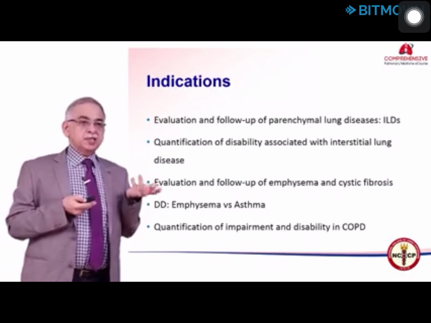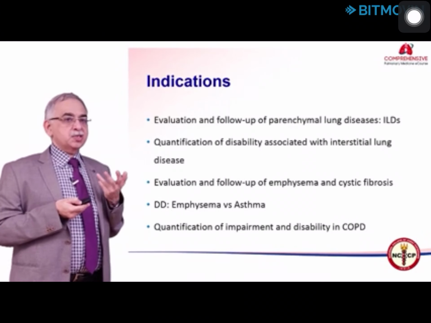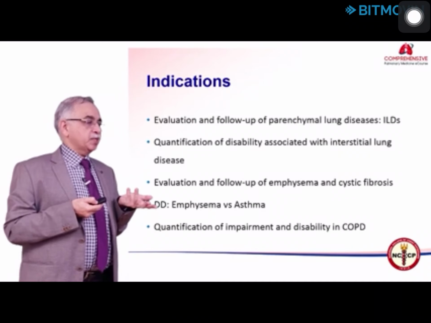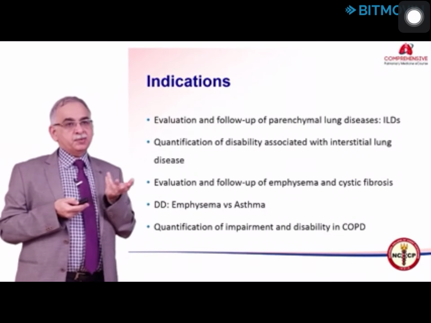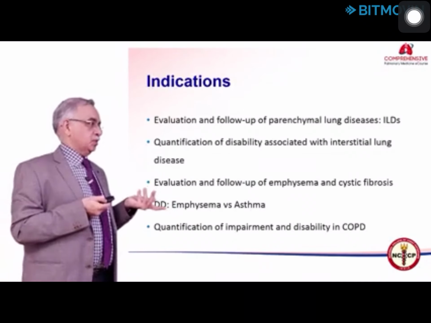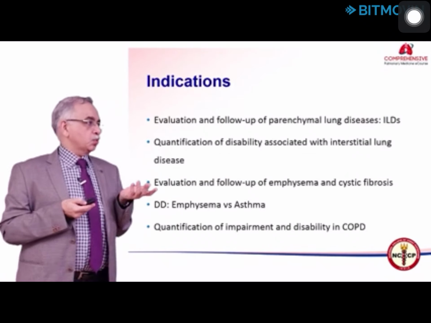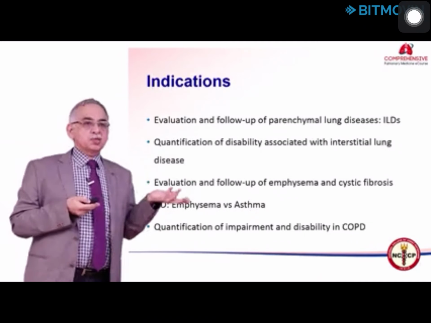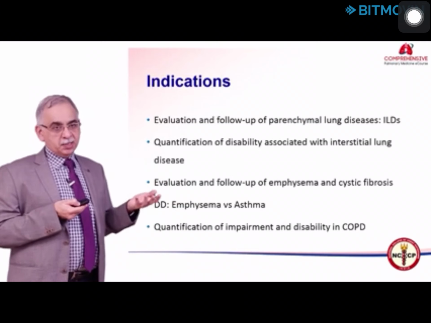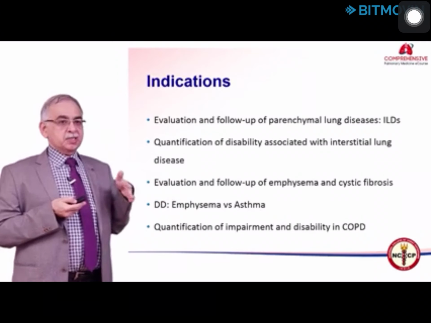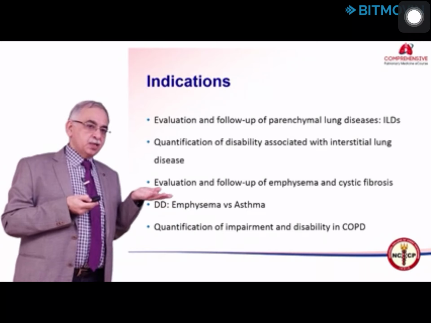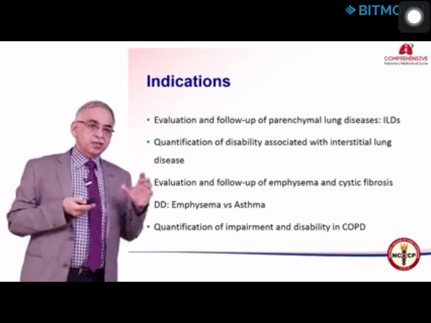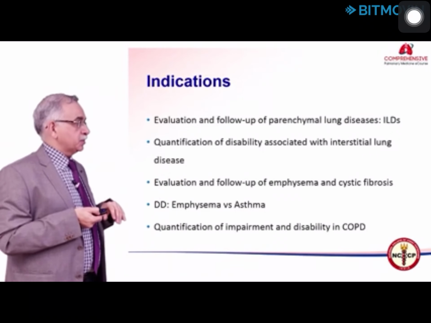Diffusion capacity is reduced in emphysema. It is normal in asthma or maybe even increased. So, it is a very useful test to differentiate emphysema from asthma when there is a diagnostic problem. It helps to quantify impairment and disability in COPD, and this is used to prioritize patients for surgery in COPD, whether the patient is fit for lung transplantation or lung volume reduction surgery. This is one of the criteria used in prioritizing patients for surgeries.